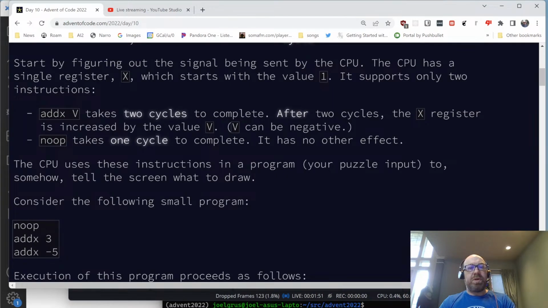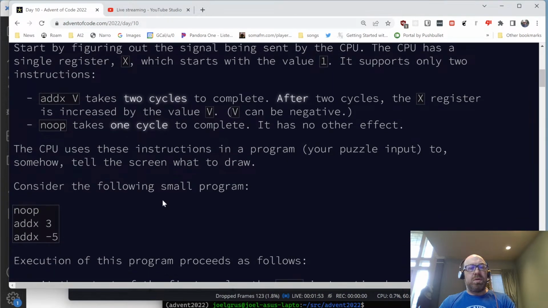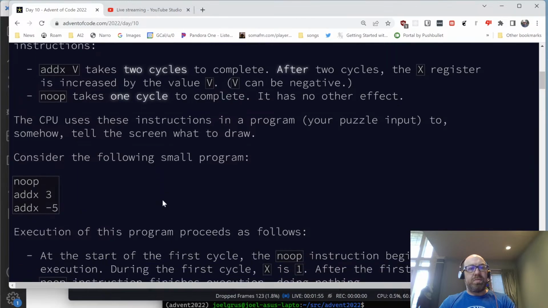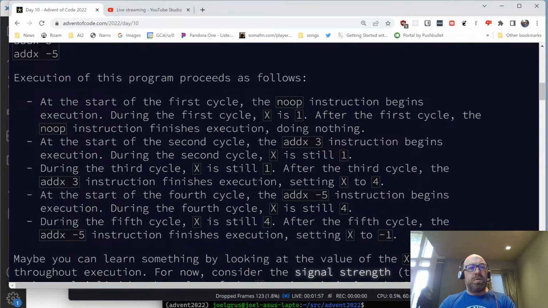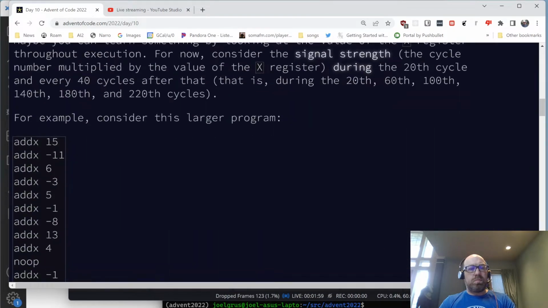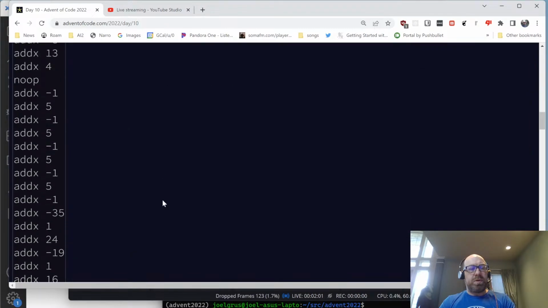Noop takes 1 cycle to complete, has no other effect. Add X takes 2 cycles to complete. Okay, so where's this larger program?